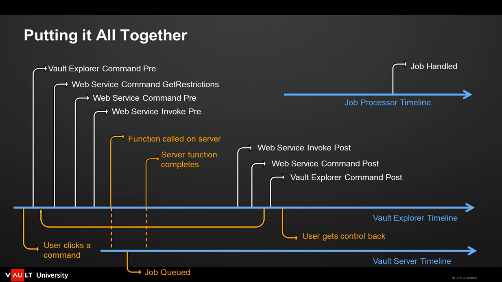So the parts in white are all of the hook points, and the parts in orange are the parts that you don't control. Those are the parts that are built in and they happen, and you can't really hook to them. But the white parts are the hook points. And if a job got queued when the server was executing, then sometime later on a different process, there's that hook point, the job handled hook point. So this ties it all together. If you want a diagram that shows everything, this is that diagram.